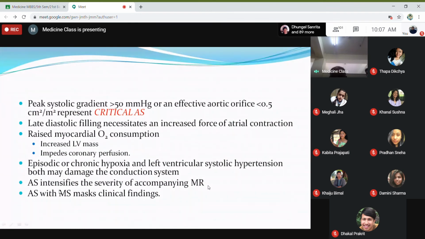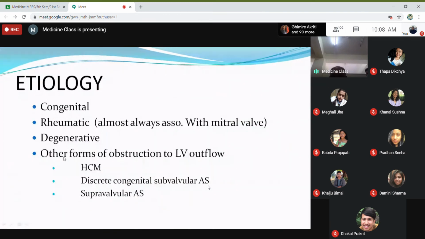And aortic stenosis will increase the severity of accompanying mitral regurgitation, but if aortic regurgitation and mitral stenosis come together, then it marks as the clinical finding of each other. If you look at the etiology, it's more like congenital, degenerative, or some kind of outflow obstruction, like in hypertrophic cardiomyopathy. And if it is rheumatic, then it's almost always associated with mitral valve.